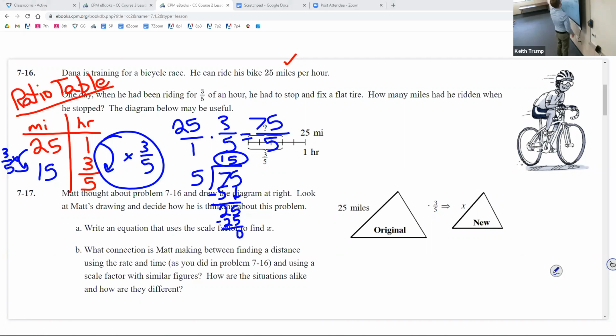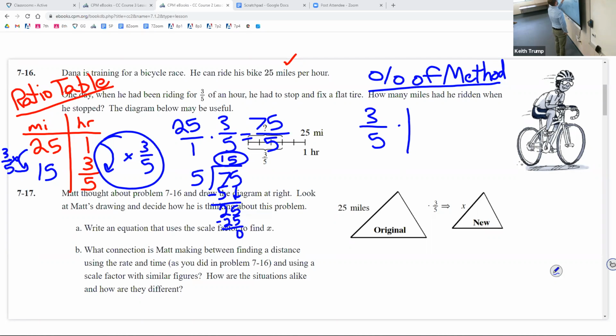Now, in the percent of method, something that's kind of tricky is that you actually need a percent. And in this case, it doesn't give me a percent right away, right? I could turn 3/5 into a percent by multiplying. Remember, a percent is a fraction over 1. So I could turn 3/5 into a percent by multiplying by, well, what's 5 times what is 100?